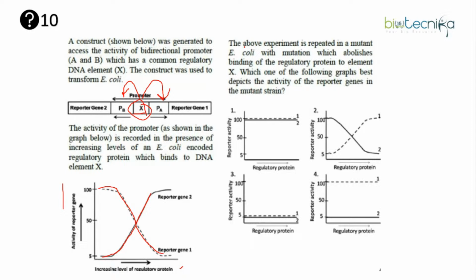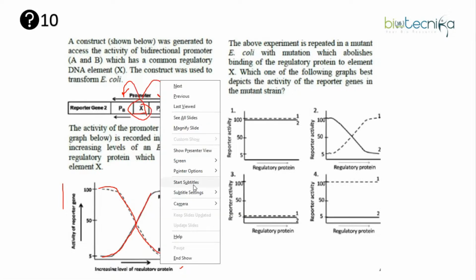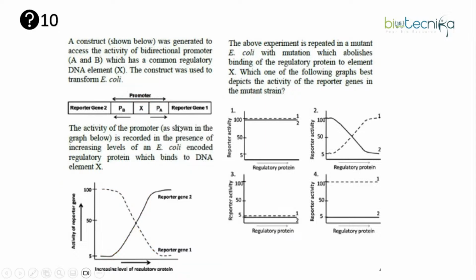Now, the above experiment is repeated in a mutant E. coli with a mutation which abolishes the binding of the regulatory protein to element X. That means a mutation has happened at this site, therefore the regulatory protein cannot bind here. Which one of the following graphs best depicts the activity of the reporter genes in the mutant strain?